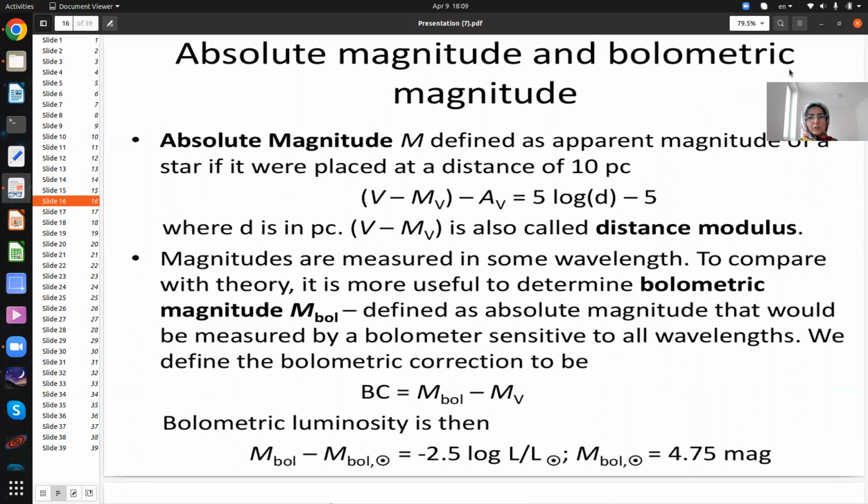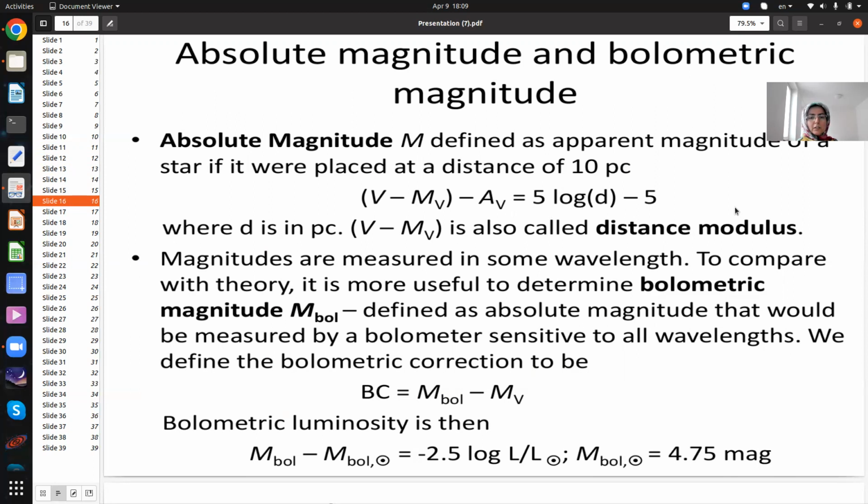Absolute magnitude, M, is defined as the apparent magnitude of a star if it were placed at a distance of 10 parsec. Or we can say all flux and magnitude are normalized to a distance of 10 parsec in astronomy. V minus M_V minus A_V is equal to 5 log D minus 5, where D is in parsec. V minus M_V is also called the distance modulus, and magnitudes are measured in some wavelength.